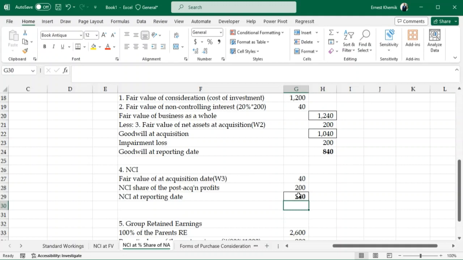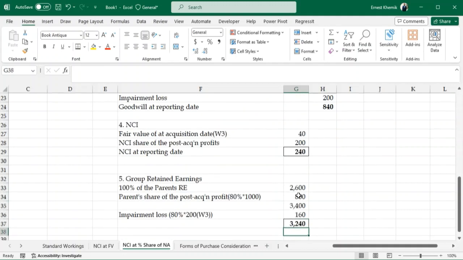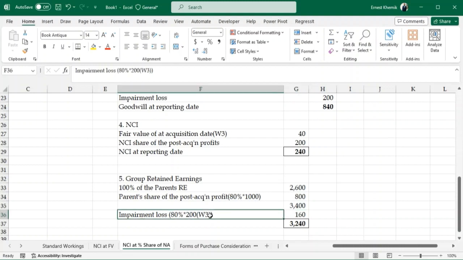Now, why is it so? Let's calculate the group retained earnings and then I'll explain. So with the group retained earnings, we have the 100% of the parents as usual. We will have the parents' share of the post-acquisition profit, which is 800 as usual. So the sum gives us 3,400. Then with the impairment loss, everything is going to be attributed to the parents. The entire impairment loss, which is 200, is going to be attributed to the parents.